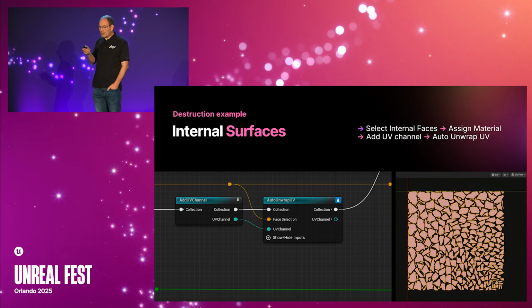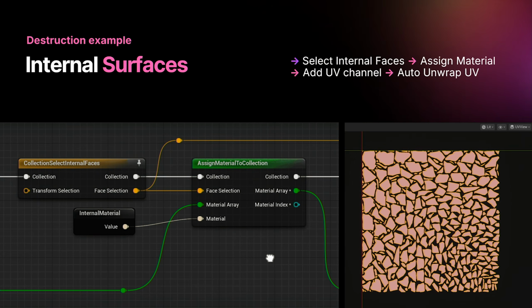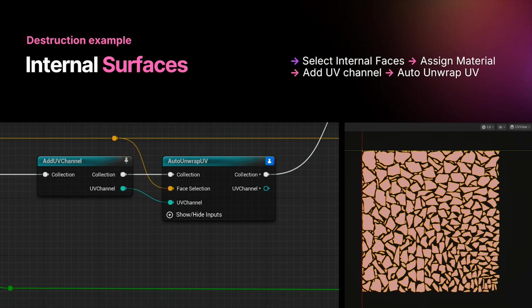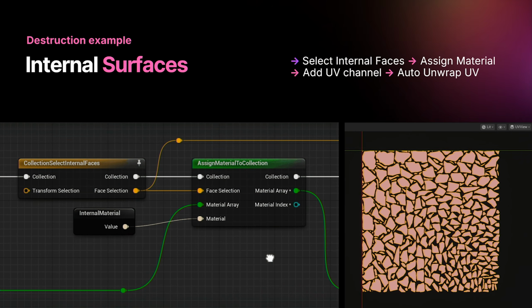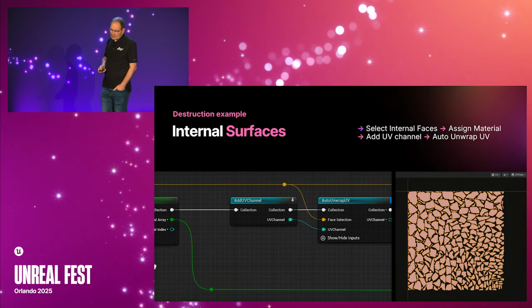And then we assign the material. We have this internal material that we want to assign to these particular faces, and then we add a UV channel and unwrap the UVs for those particular faces. You see we plugged in the face selection. The selection is some kind of external object that you can just pass through. And then we get all our internal faces laid out in a nice UV set.